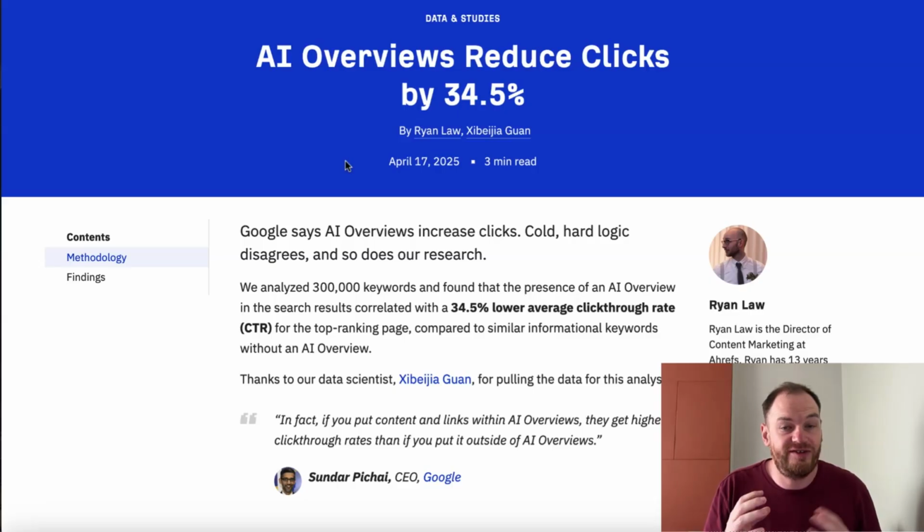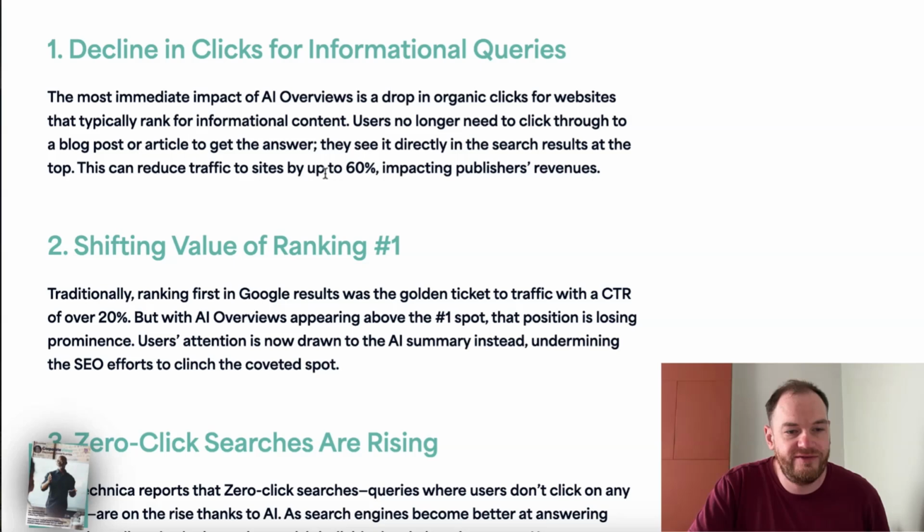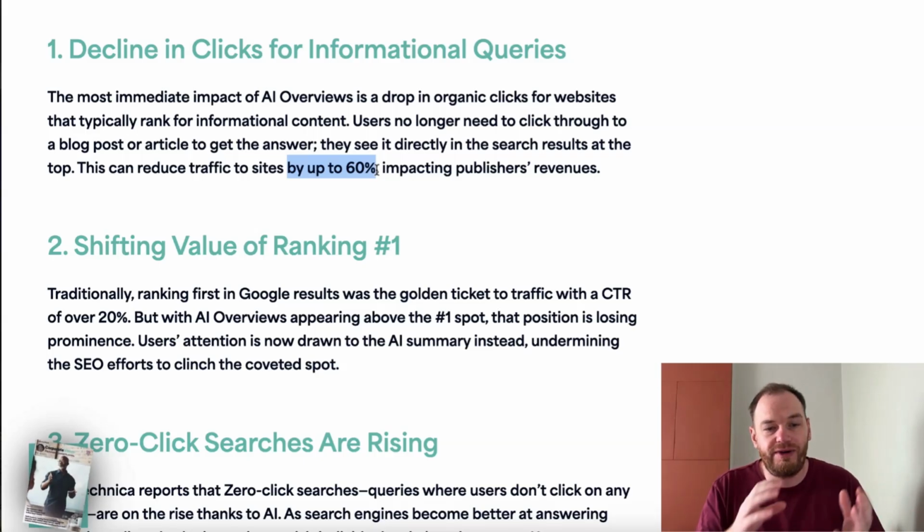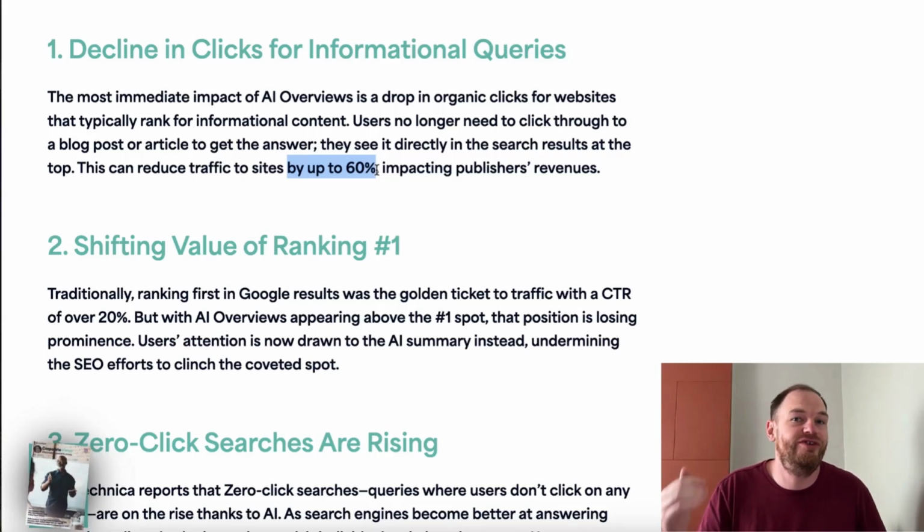AI overviews, and especially for informational, take up 34% of clicks. So before AI overviews, more clicks went through the website. Now AI summarizes this and people don't click through. So already from the search volume, 1/3 get even through to the websites. And this study found even that for informational content, it's decreased by up to 60%. So we know overall it's 1/3 to AI overviews, but for informational queries, it's even up to 60%.